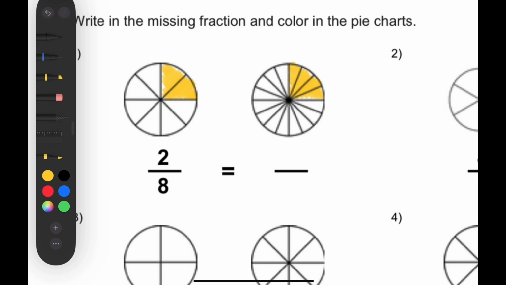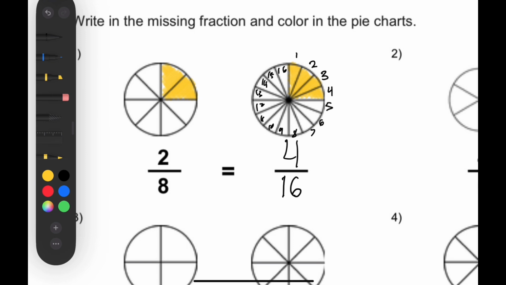Now that I have the same amount shaded, I can count how many I've shaded in for this fraction. I see 4 is shaded, so 4 is my numerator. And if I counted all the slices of the pie, I would see there are 16 total.